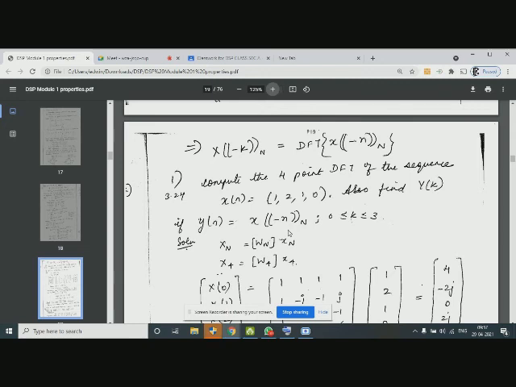That is your circular frequency shift, folding. Some two more extra problems are there which I have not done. I have told you how to do it. Those problems also you solve. Okay, I want all those questions to be done.